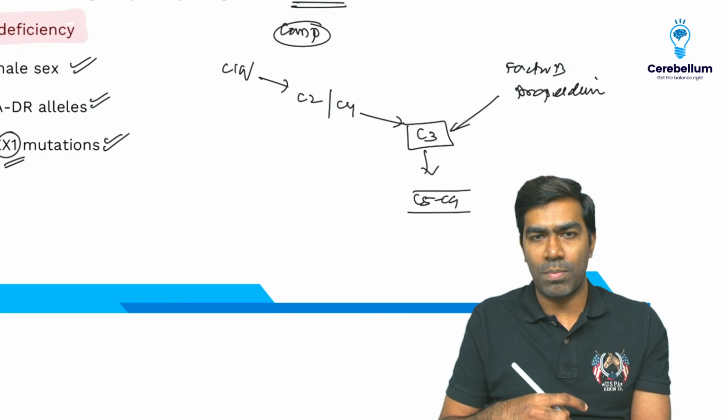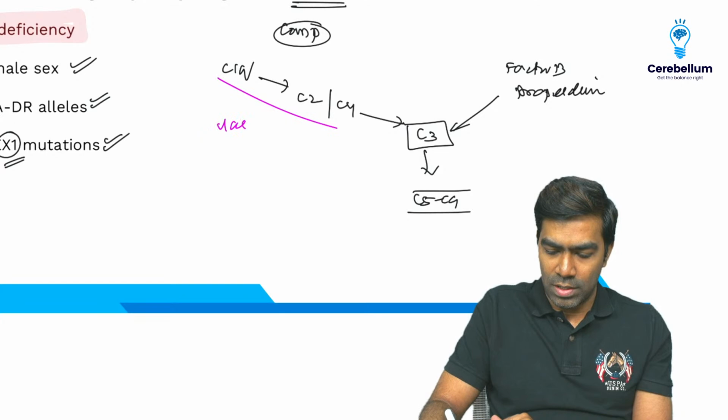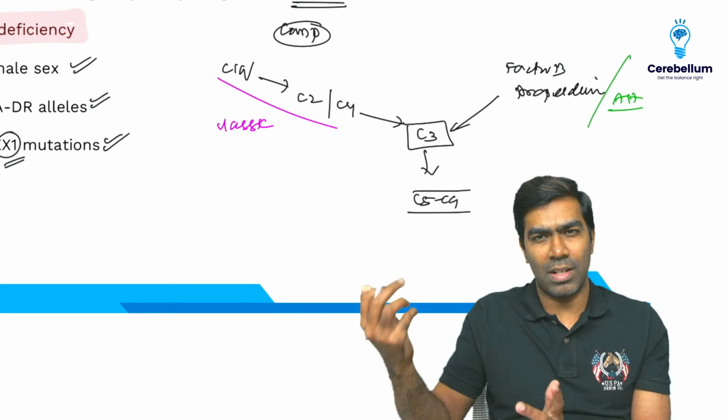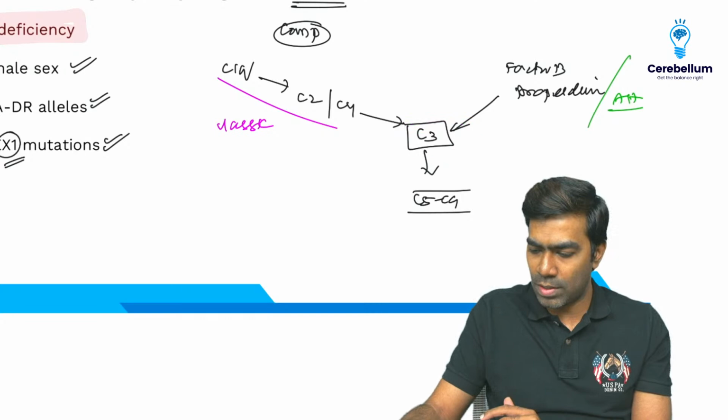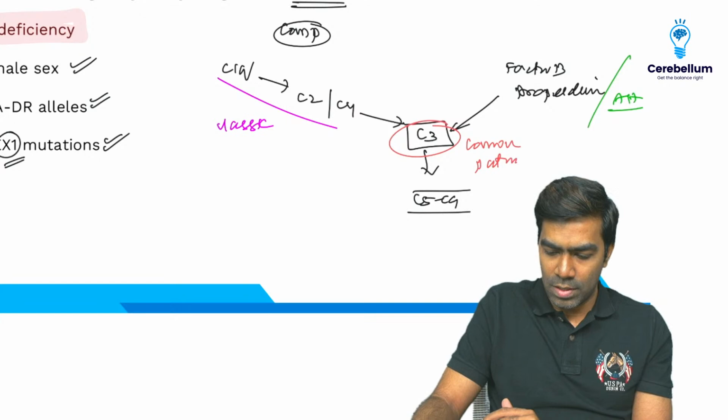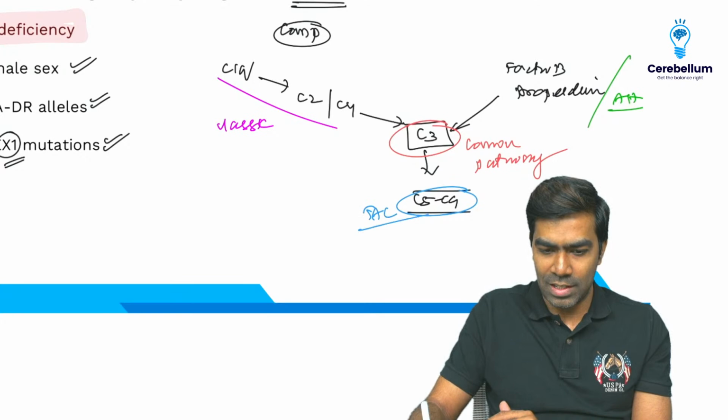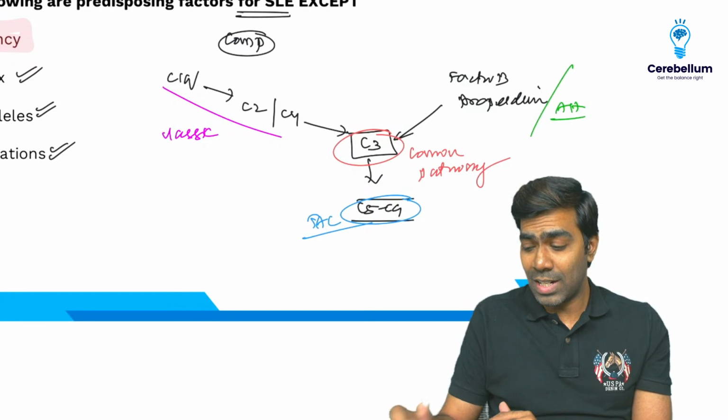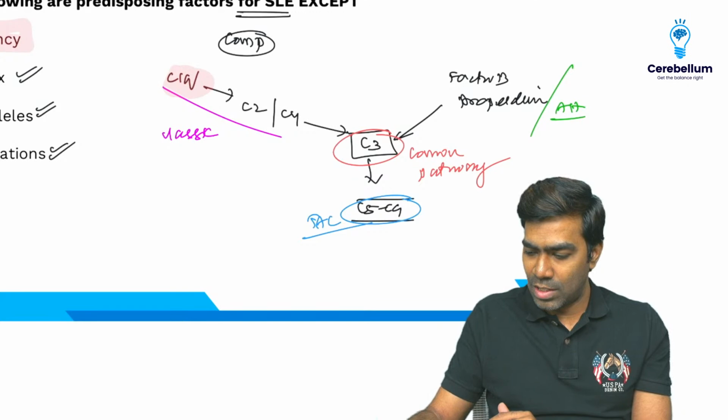So this is the classic pathway. This is going to be the alternate pathway. And we have the mannose binding lectin pathway. I'm not going to talk about that. And this is going to be the common pathway. Here, your C3 is the common pathway, and C5 to C9 is the terminal attack complex. This is the complement pathway in a nutshell. So what is going to result in development of SLE? This area. This is the one that's going to result in development of SLE, especially the C1Q deficiency.